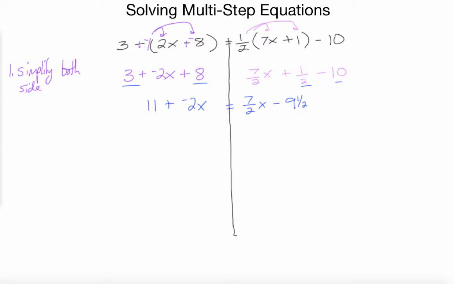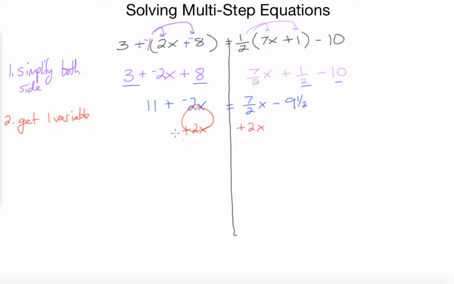We're ready to go on to the next step. Okay, get one variable. Right now I've got x on both sides. I don't like that. So I've got negative 9.5, got negative 2x. Whoa, let me interpret that right. Sorry. I've got negative 2x, but my other variable is 7/2 x. I'm going to add 2x to both sides.